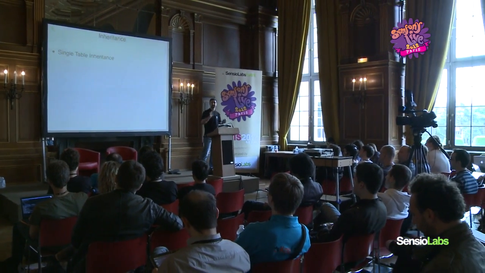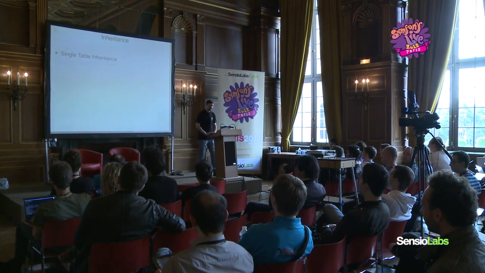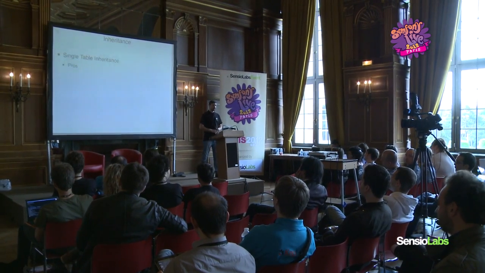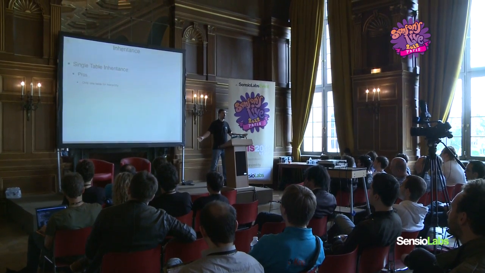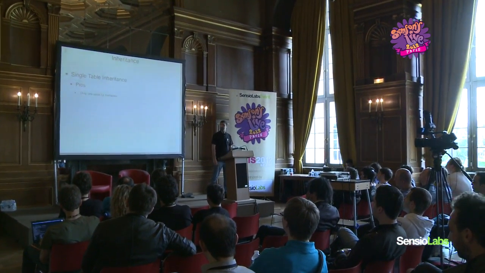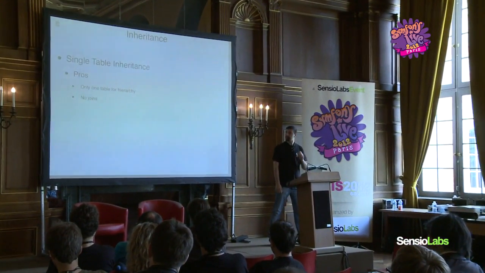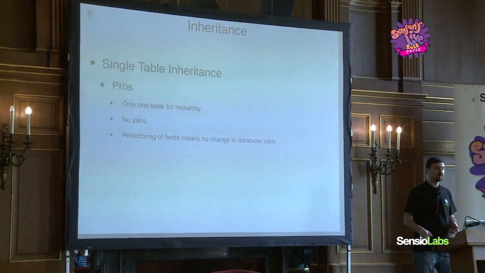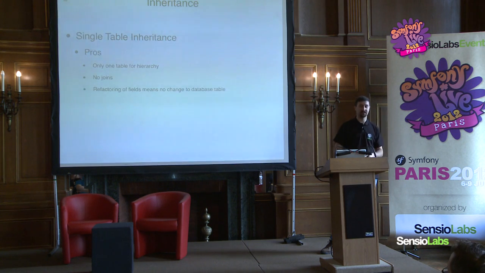So the second one is called single table inheritance. I told you that you're going to be shaking the camera every time. I'm going to try to stand, okay? So for single table inheritance, you have pros. The first one is that you only have one table for the entire hierarchy. The second one, you have no joins. The third one, refactoring a field means no change to any database table. For example, moving around one column back and forth inside of the hierarchy.